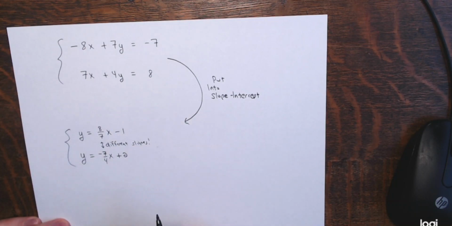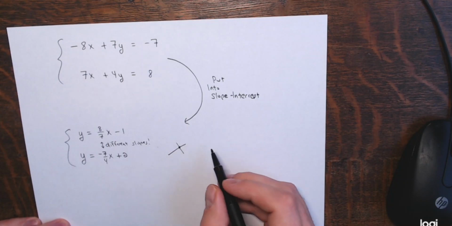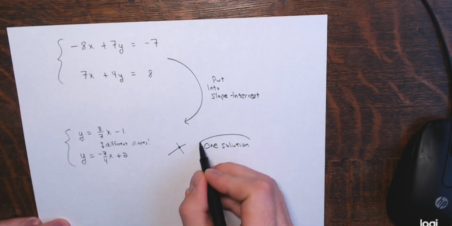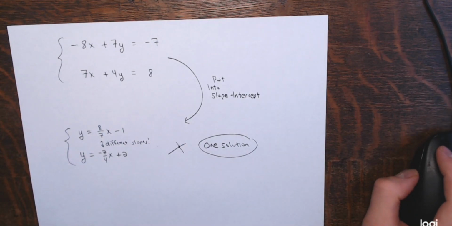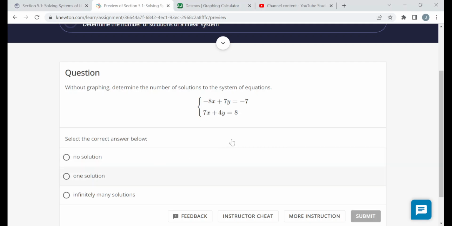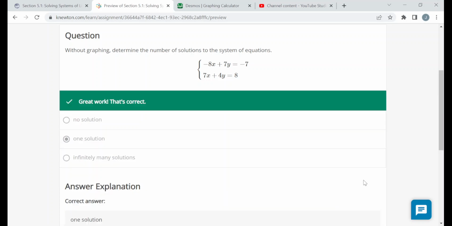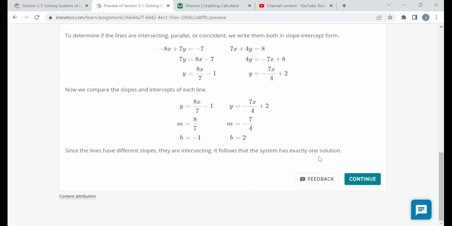Alright, and if they have different slopes, they're going to cross at one point. They're going to have one point of intersection. There's going to be exactly one solution to this system. So one solution to that system. Now what the solution is, they're not asking. They're just asking how many. Alright. Great.